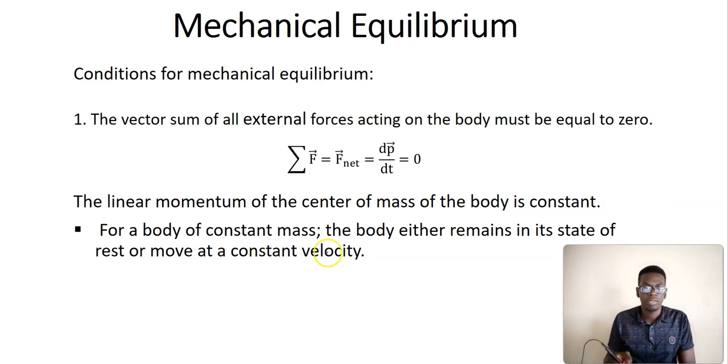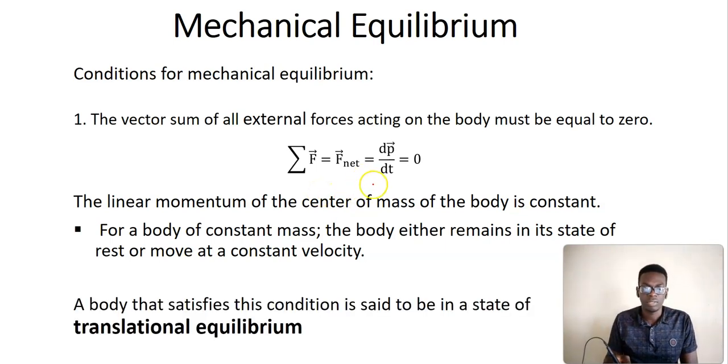There are implications. The first is that for a body on which the net force applied is zero, the linear momentum of the center of mass of the body will be constant. For a body of constant mass, the body will either remain at rest or move with a constant velocity. A body that satisfies this first condition, where the net force applied on it is equal to zero, is said to be in a state of translational equilibrium. This is the first condition.